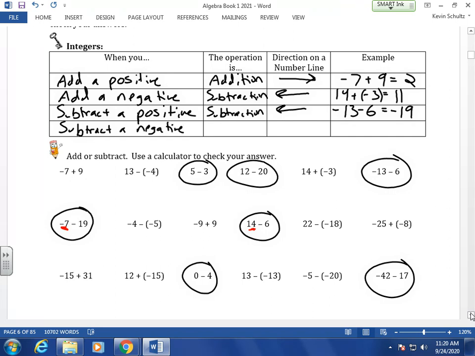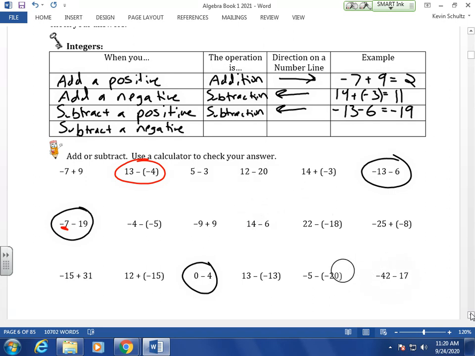Here's an example of subtracting a negative. What's different about 13 minus negative 4 and one like negative 13 minus 6? Because these two get mixed up quite often. What's the difference? Noah?